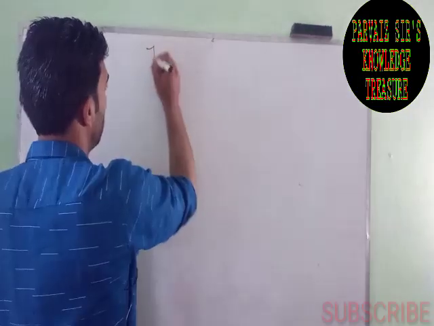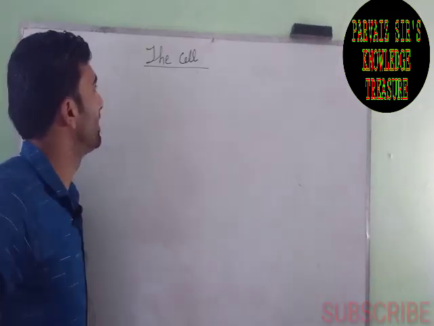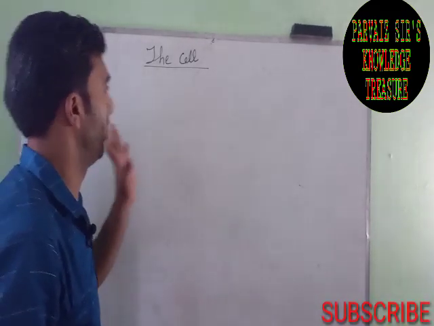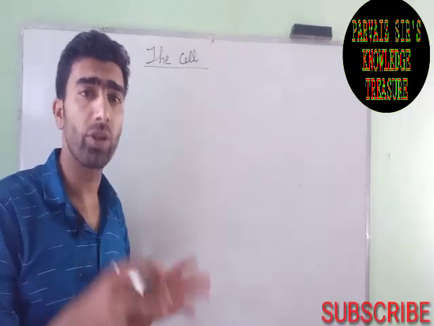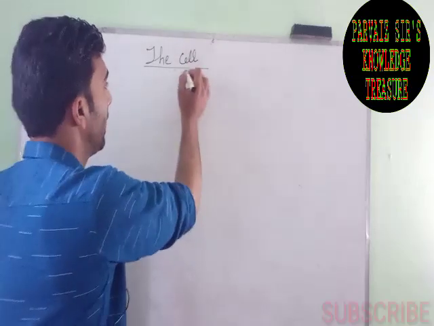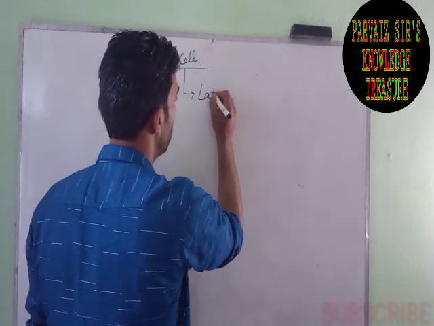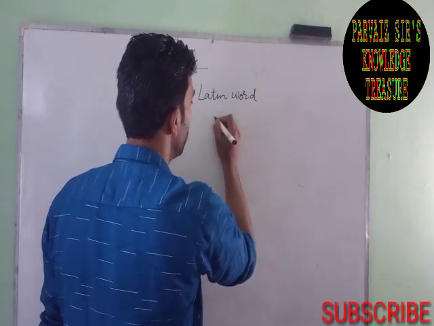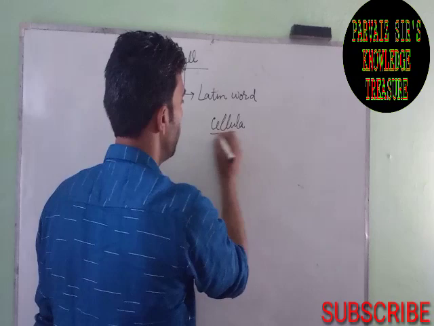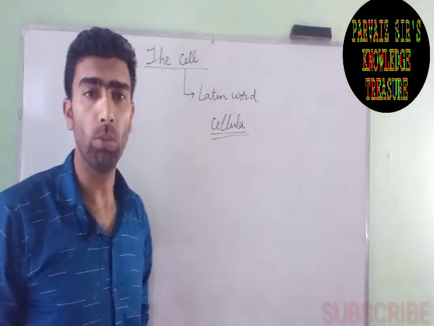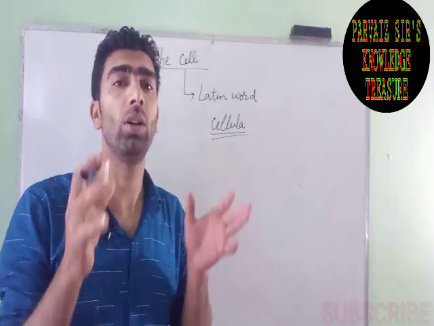Cell. Cell is the structural and functional unit of life. Cell is the building block of life. We can also say that cell is the smallest unit of life. The word cell is derived from the Latin word cellula, which means little room or small room. We can say that the literal meaning of cell is little room.